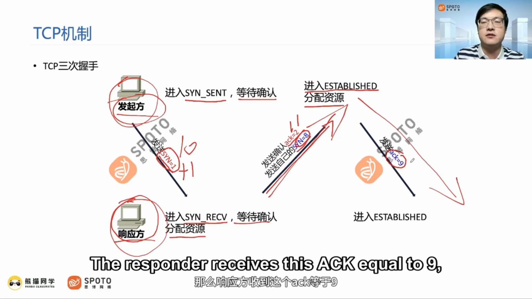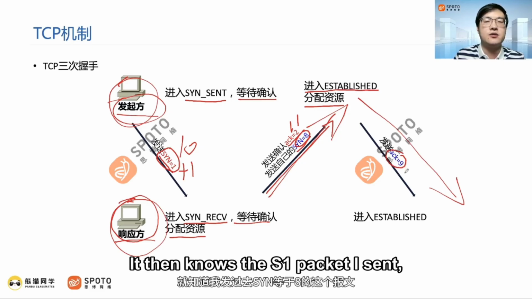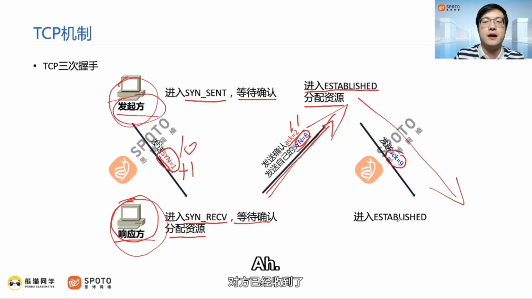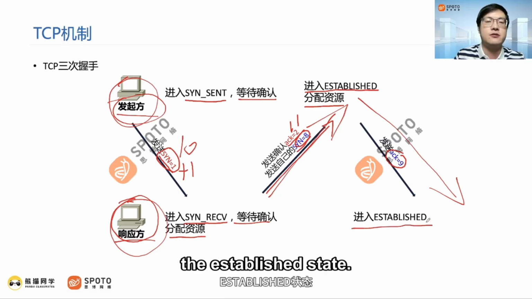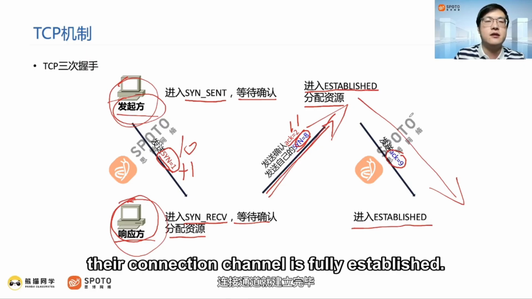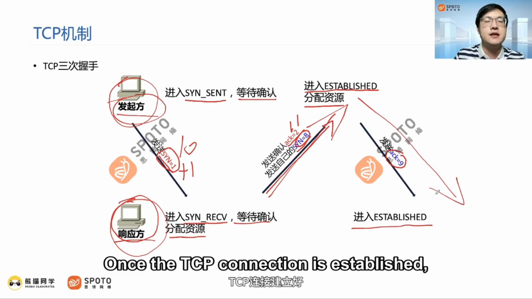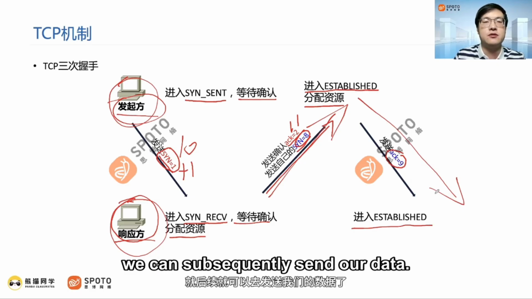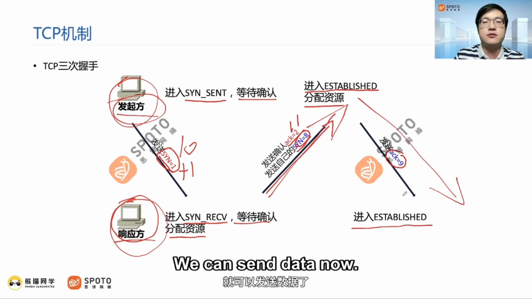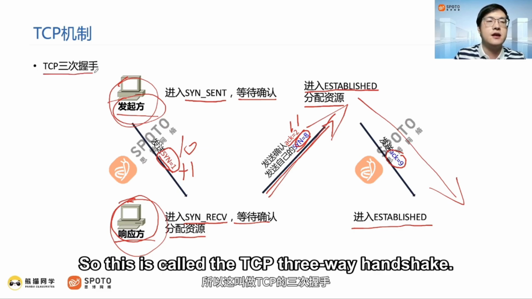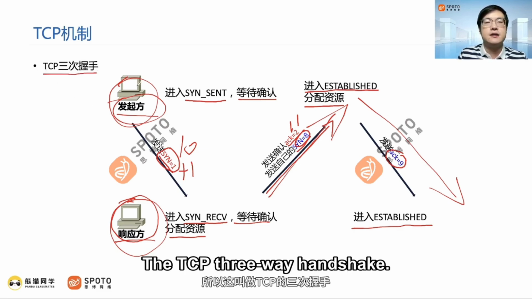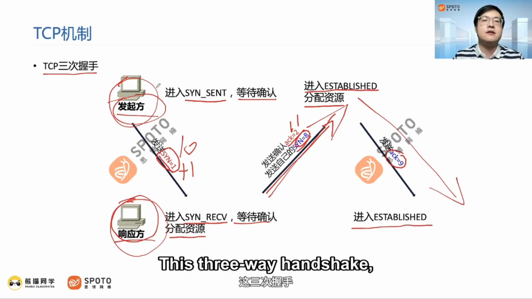The responder receives this ACK equal to 9. It then knows the SYN packet with that sequence number has been received. At this point, it can also enter the established state. In this way, the connection channel between the two devices is fully established. Once the TCP connection is established, we can subsequently send our data. This is called the TCP three-way handshake.